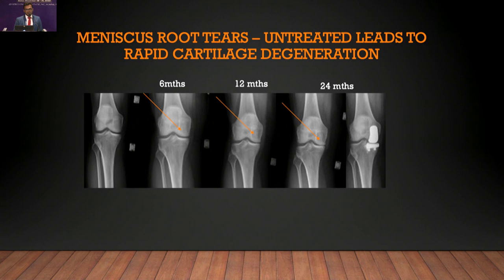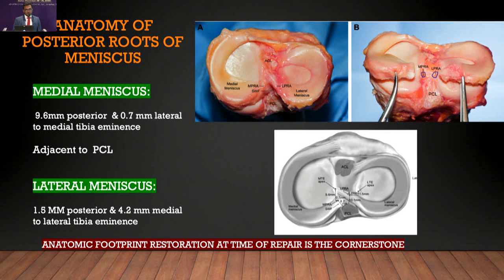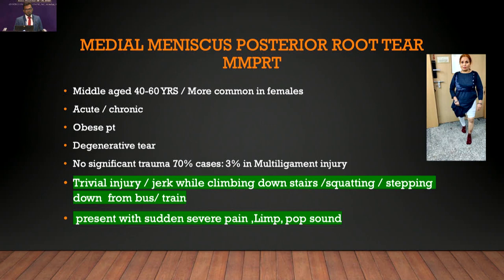A lot of good talk has been given by my friend regarding the anatomy. Just to highlight, the medial meniscus posterior root is very adjacent to the PCL, and the lateral meniscus root is about a millimeter posterior to the lateral tibial eminence. It's very important that the anatomic footprint is restored during the reconstruction to give the best result.